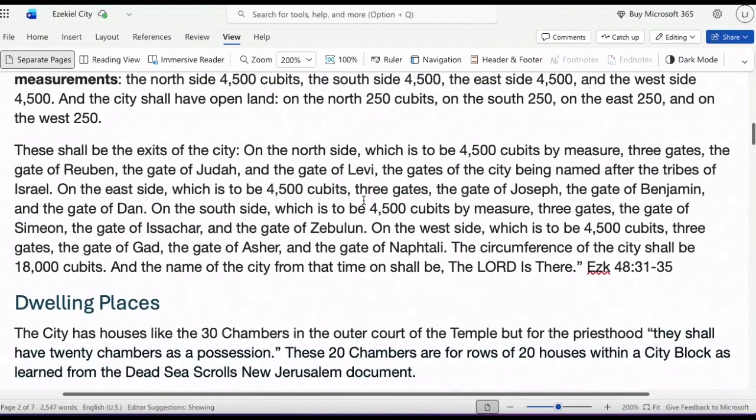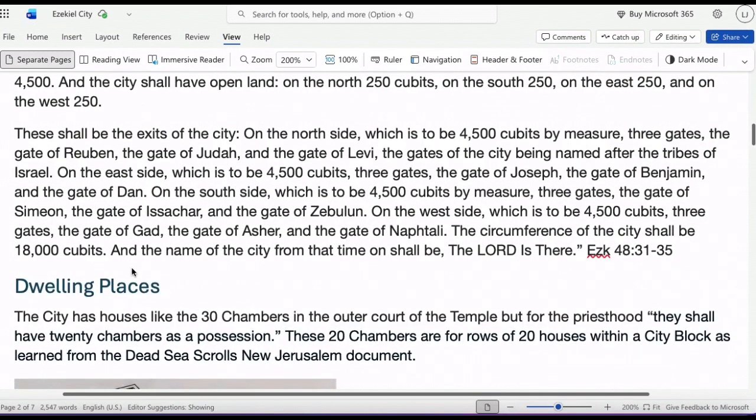Okay, and the measurements of the gates and the rest of the tribes. And there you can see the circumference of the city, and the name of the city from that time on shall be called Yahweh Shammah, or the Lord is there.